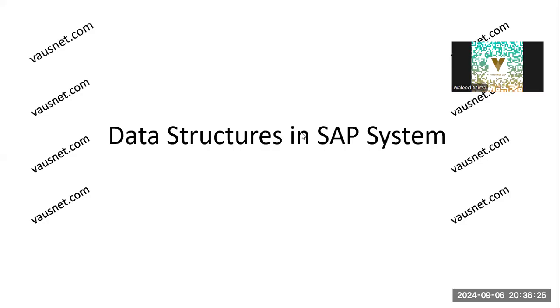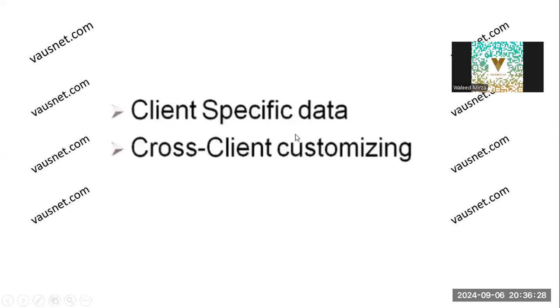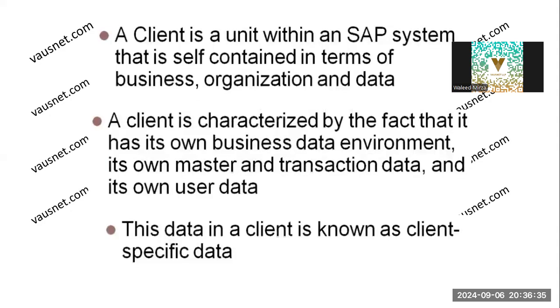Okay, data structures in SAP. There are two types, client-specific and cross-client data, which is used for customizing. A client is, in simple interpretation, your server, which has data for business, for the modules, and for the integration. It is characterized by the fact that it has its own environment, master data, and user data. And this data is known as client specific.